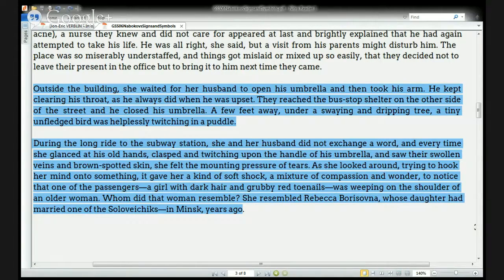What is kind of is attempting to suicide? That's right. And she's looking at her husband. His hands are old and spotted with brown spots, and he's twitching because he's old, so sometimes old people shake. But also, he's silent because she knows him. She knows when there's a problem, he's silent.